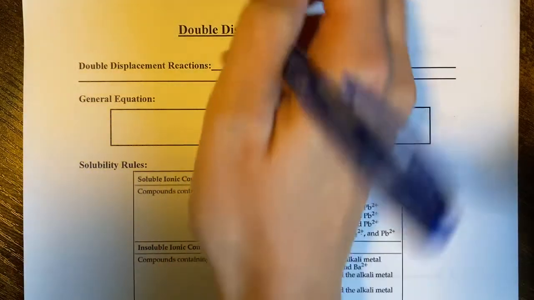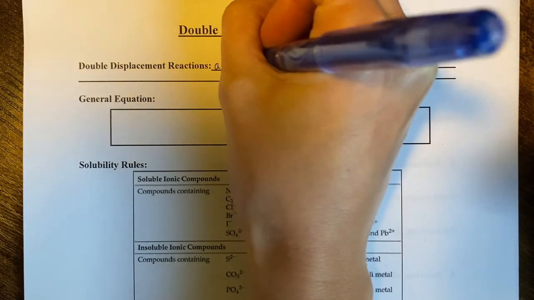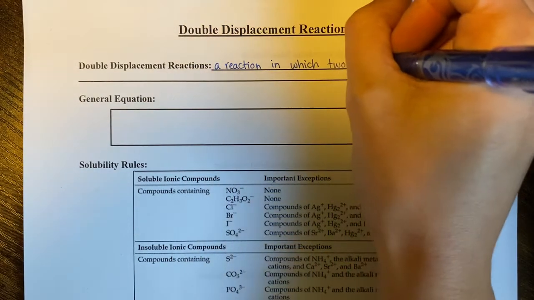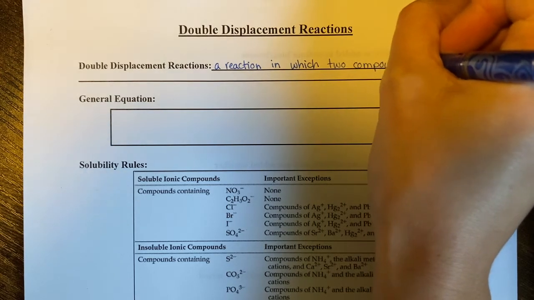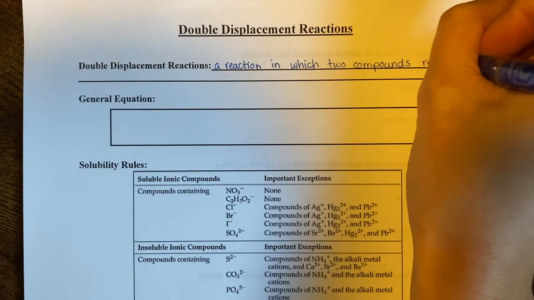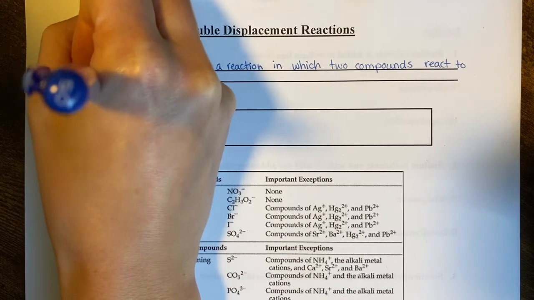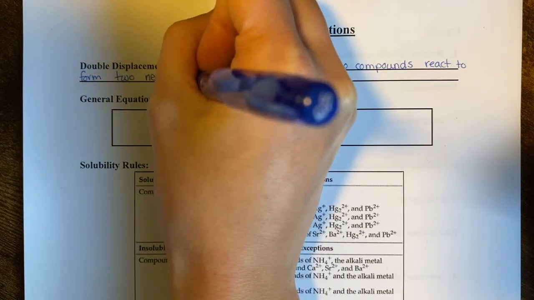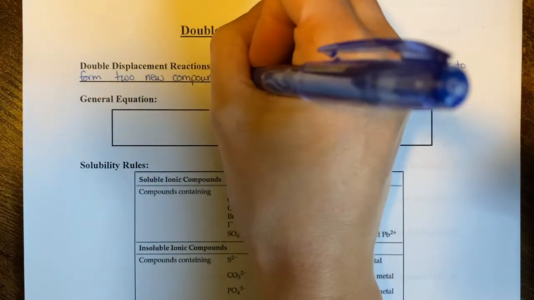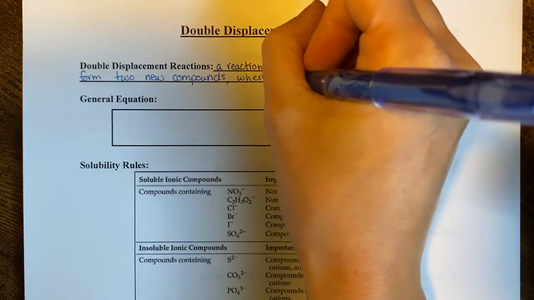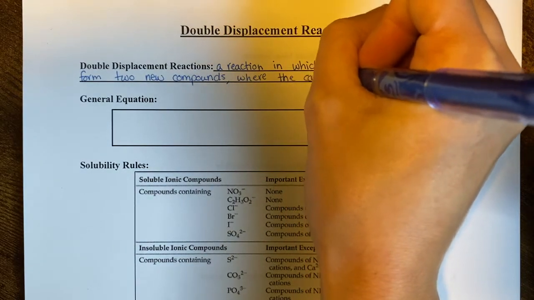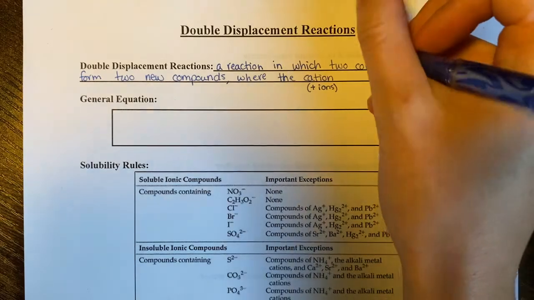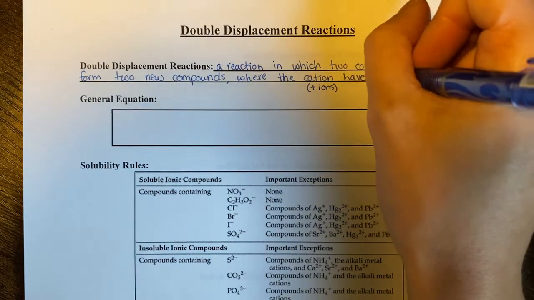So a double displacement reaction is a reaction in which two compounds react to form two new compounds where the cations, which are the positively charged ions, so positive ions, have switched places.